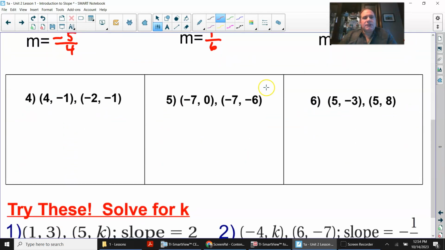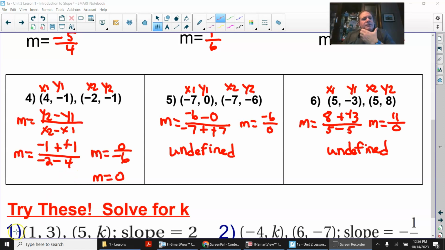Okay, so for number 4, 5, and 6, I said to pause it. I'm going to pause it again, and then we'll come back with all the answers. So here we go. Number 4 is a 0 slope. We have 0 on the top, -6 on the bottom. If you put the whole thing into your calculator at once, it will give you 0. Number 5 will give you a divide by 0 error. And number 6 will be the same thing. Undefined, undefined. When you get that divide by 0 error, it is undefined.